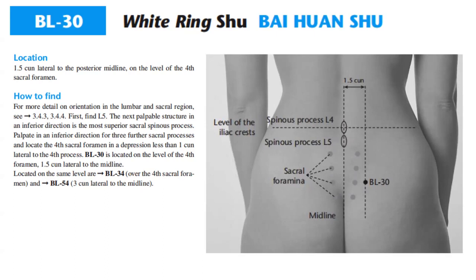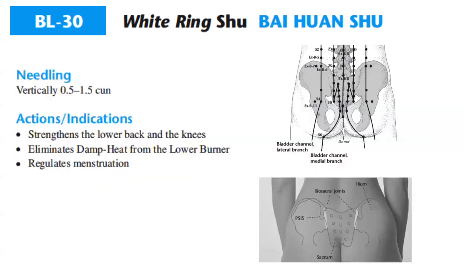Located on the same level are Bladder 34 over the fourth sacral foramen and Bladder 54, 3 cun lateral to the midline. Needling of Bladder 30: vertically 0.5 to 1.5 cun. Actions and indications: strengthens the lower back and the knees, eliminates damp heat from the lower burner, regulates menstruation.